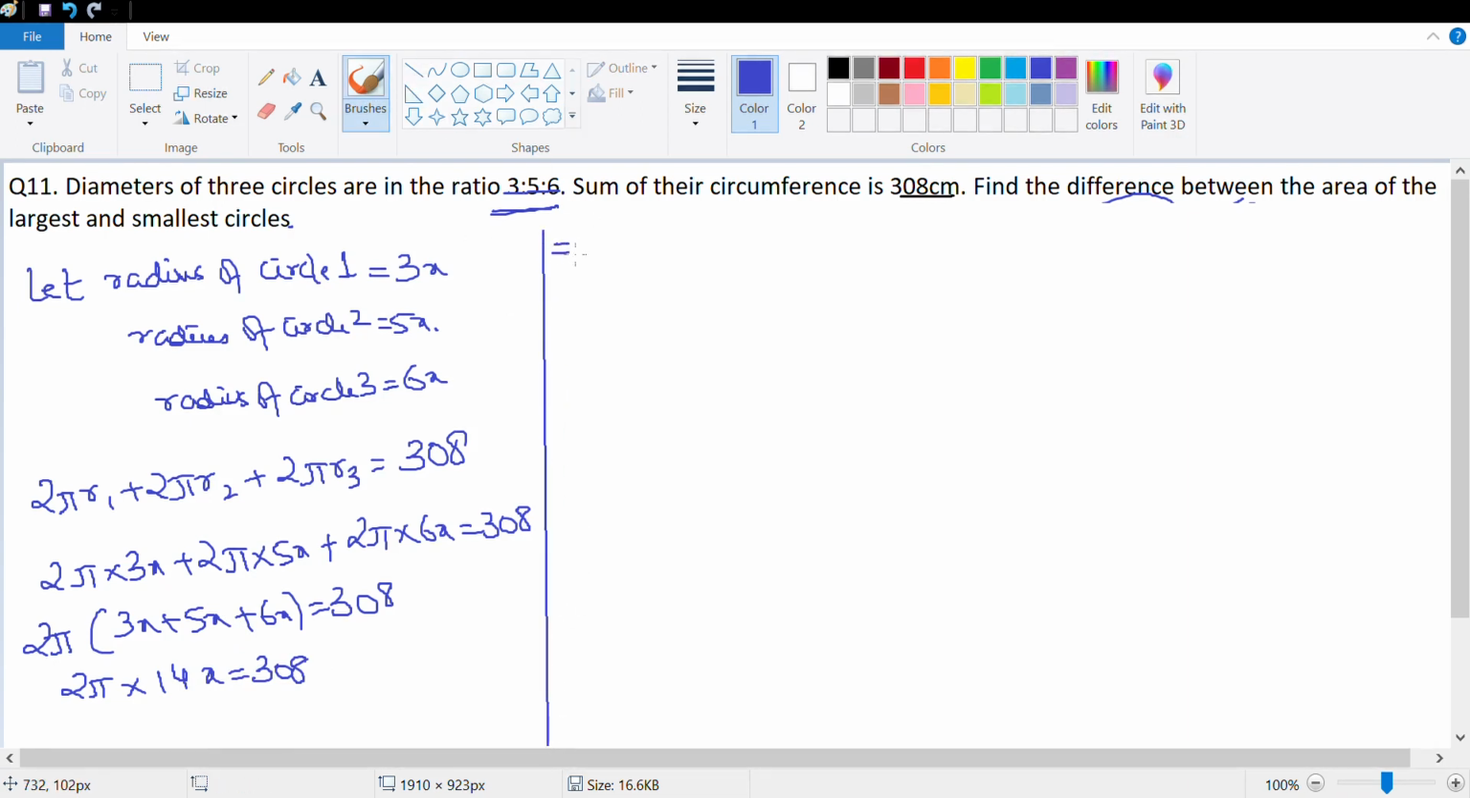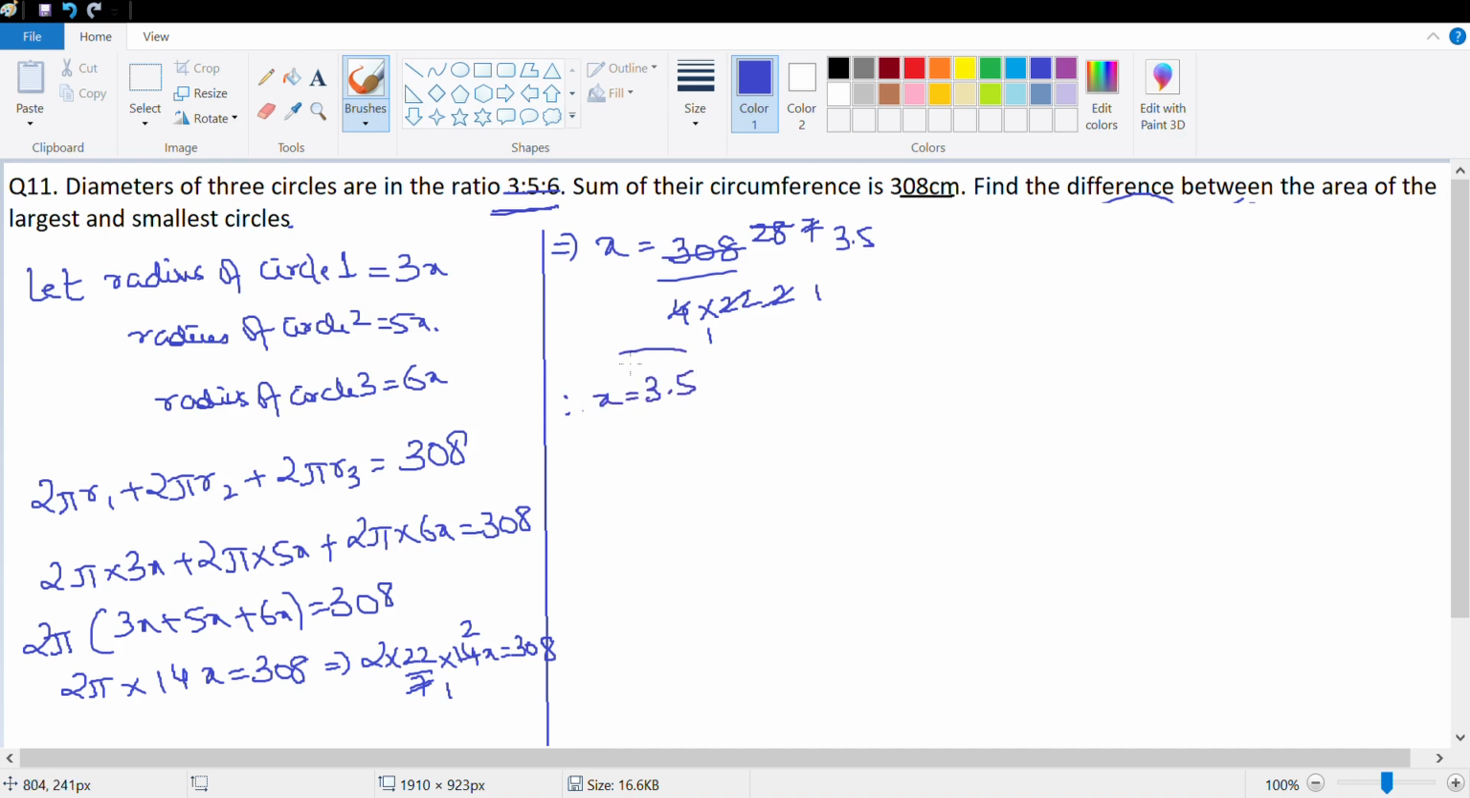Which means x would be equal to, let's just put the value of pi. So 2 into 22 upon 7 into 14x is equal to 308. So 7 twos are 14, so x would be equal to 308 divided by 4 into 22. 2 into 2 is 4 and 22 comes down here. This is divisible by 4, yes, and this is divisible by 11 also. So 11 2s are 22, that's 88, so that's 11. 8 divided by 4 gives 2. Therefore, x is equal to 3.5.